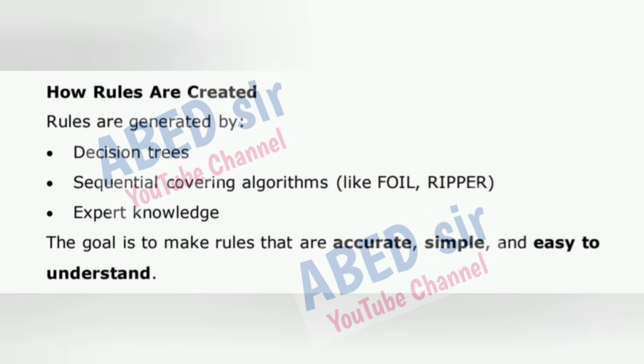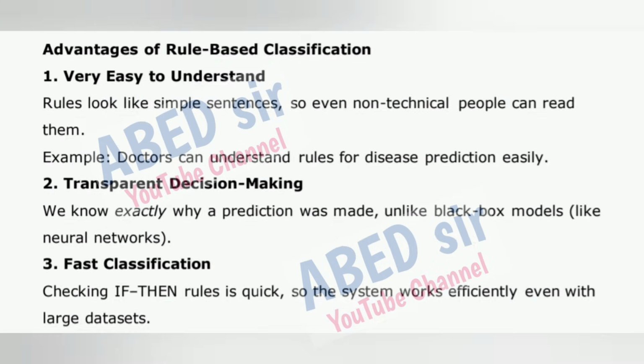How are rules created? Rules are generated by decision trees, sequential covering algorithms like FOIL and Ripper, and expert knowledge. The goal is to make rules that are accurate, simple, and easy to understand. Advantages of rule-based classification. 1. Very easy to understand. Rules look like simple sentences, so even non-technical people can read them. Example: doctors can understand rules for disease prediction easily.